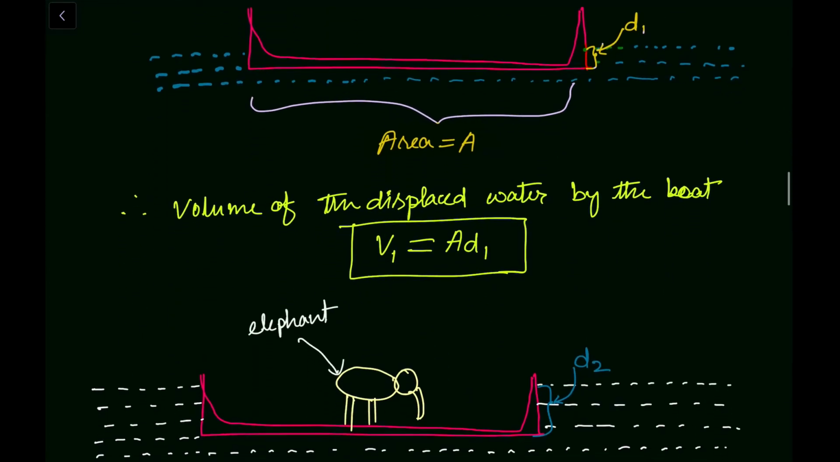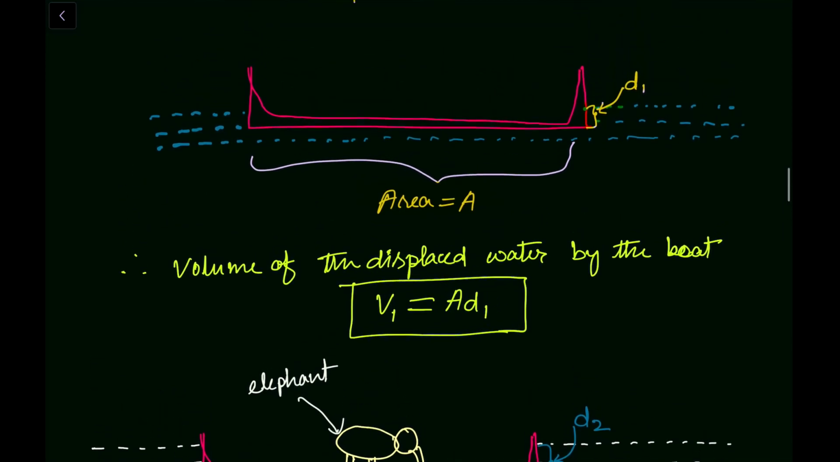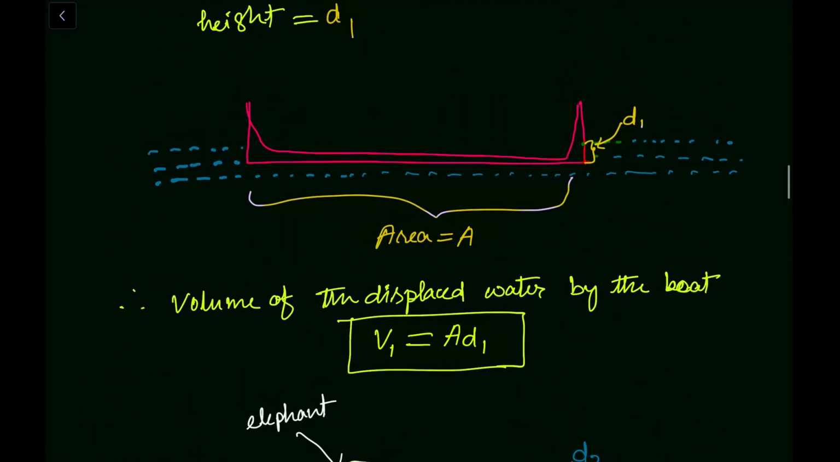The volume of the displaced water by the boat only, without the elephant, is V1, which is equal to A into D1. D1 is the height, and A is the base area. So the volume of the displaced water by only the boat without the elephant is V1 equals A into D1.